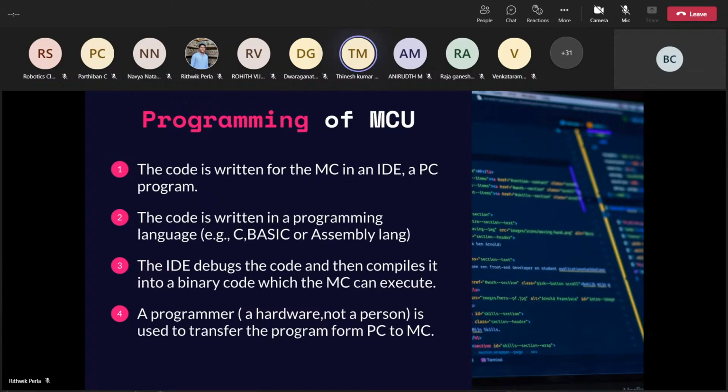So how do we upload this code into a microcontroller? There are a lot of ways. One of them is the programmer. It is a hardware and not a person. It's not a human. It is a hardware called ICSP, In-Circuit Serial Programmer. You don't have to worry about that much now. It's just for information. We can upload the code through USB as well. USB is also possible. And one of the hardwares used is ICSP. Okay, just remember that. Don't worry about that.